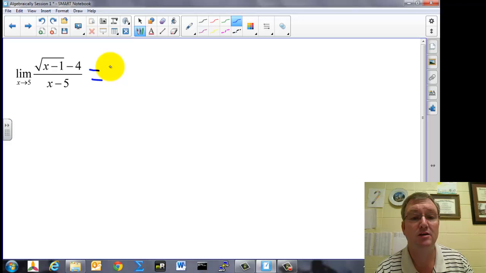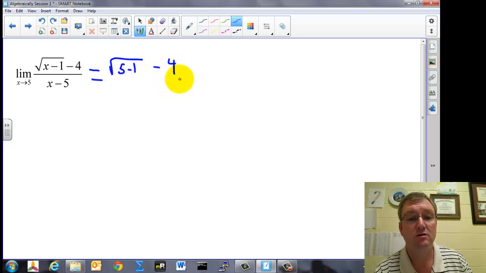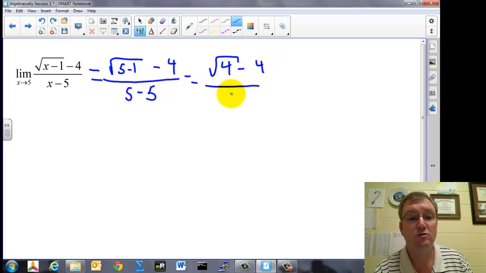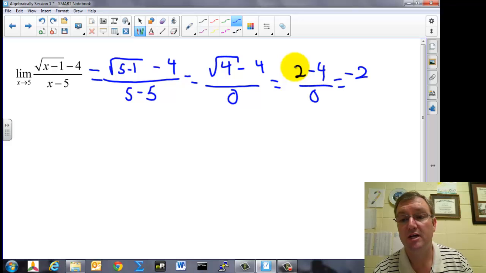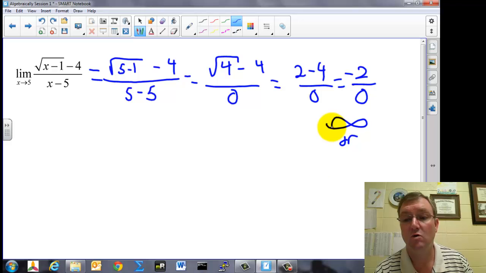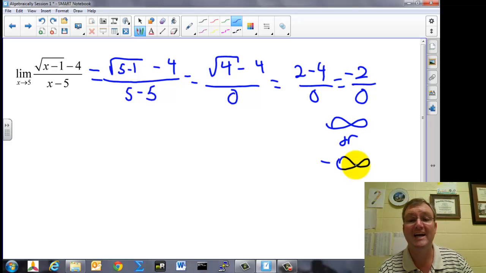Let's plug this in again and just verify what we did in our head. We get the square root of 5 minus 1, minus 4, over 5 minus 5. And if we do that, the square root of 5 minus 1 is the square root of 4, minus 4, over 0. But the square root of 4 is 2, minus 4, over 0. So we wind up with negative 2 over 0. So what's our answer? Again, going back and looking, our answer is either infinity or negative infinity. And later on we'll explain what that means better. But for right now, just understand, if you come up with a number over 0, then the answer is either infinity or negative infinity, and we'll determine which one at a later date.